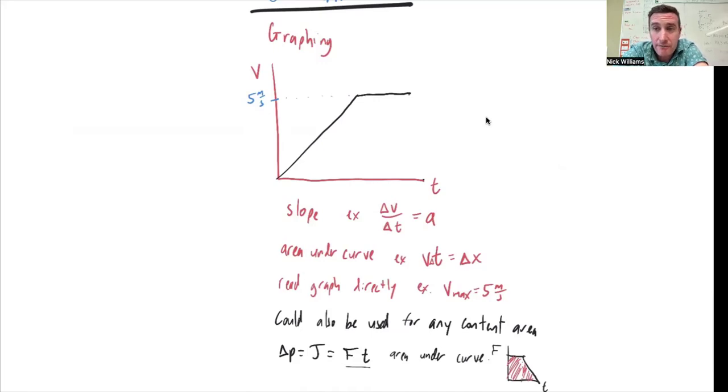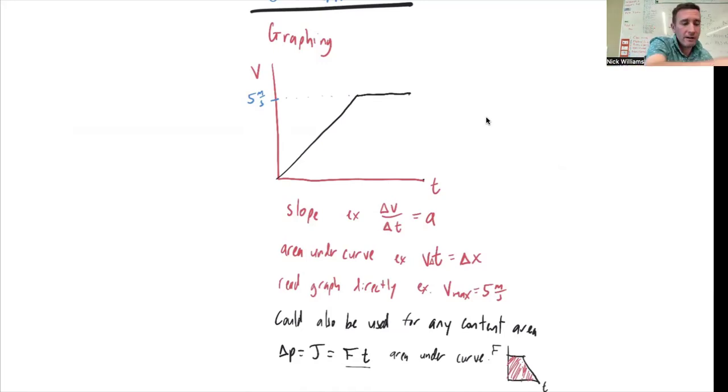Obviously, this doesn't just have to be for kinematics. It's not just for velocity. I could use this for any content area. For example, if it was talking about impulse or momentum, I might be asked for the change of momentum and given a force versus time graph. And in order to find the change in momentum, I need to find the area under that curve.